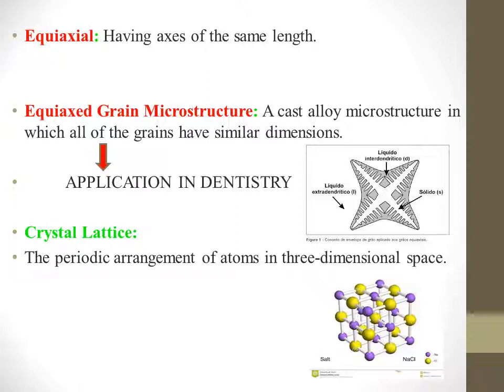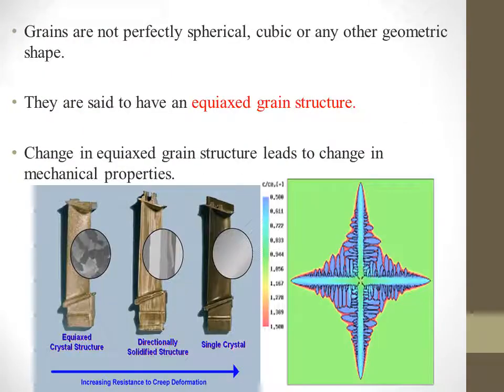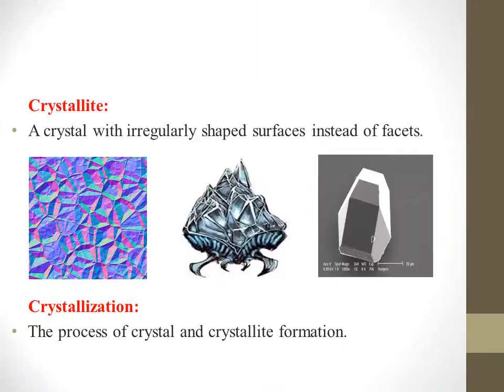Then a crystal lattice is the arrangement of atoms in a three-dimensional space. However, in nature, the grains are not perfectly spherical, cuboidal, or any other geometric shape. However, they are said to have an equiaxed grain structure, and if there is any change in this equiaxed grain structure, it leads to a change in the mechanical properties.